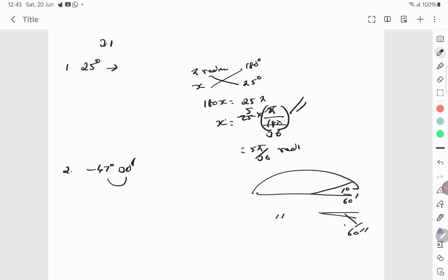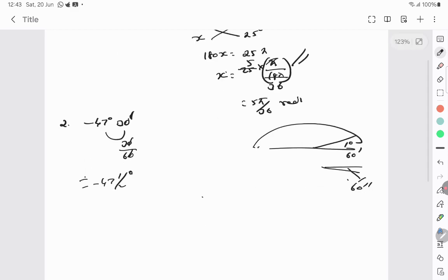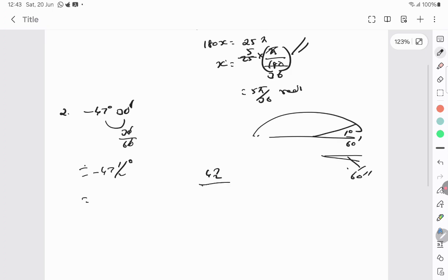A second to minute is divide by 60. A minute to degree is divide by 60. If you want to convert degree to minutes and then to seconds, you multiply. Okay, I'm sure you understood. So 30 minutes is 30 by 60, which is 1 by 2 degree. So it becomes minus 47 and a half degree, which is 47 into 2, 7 2s are 14, 4 2s are 8, 95 by 2 degree. You convert it totally into degree.